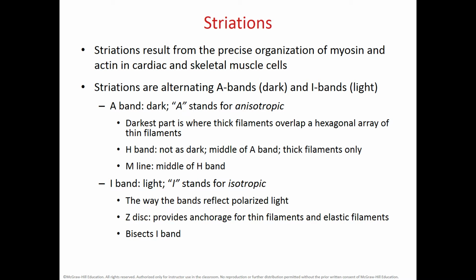Now the I bands or light bands stand for isotropic, which is the way that the bands reflect the polarized light. And then the Z disc in the middle of the I bands will provide this anchorage for the thin filaments and the elastic filaments. And these will be located exactly in the middle of the I bands.